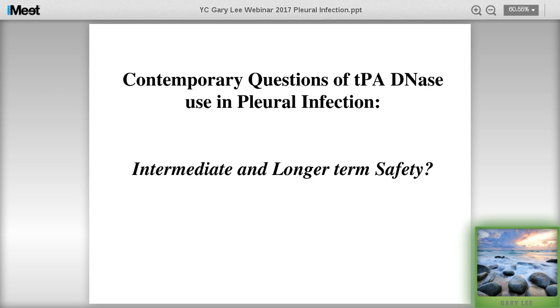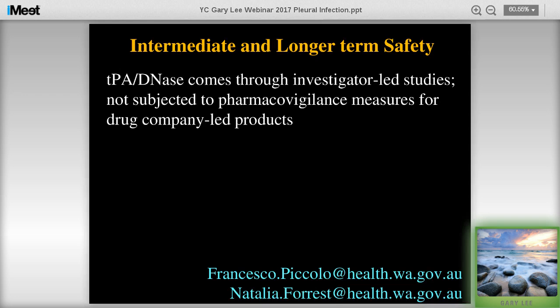I also want to emphasize, although TPA and DNase work very, very well, it is one of the drugs that comes in a very unusual way because it comes through an investigator-led pathway rather than a pharmaceutical company-driven pathway. If it is a drug that is driven by the pharmaceutical companies, there will be a lot of rules to ensure that they follow up all the patients to make sure there are no long-term side effects. But because TPA and DNase was done by investigators themselves, there are no such rules.